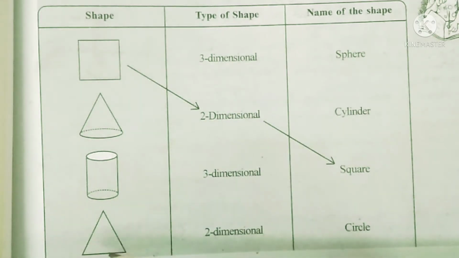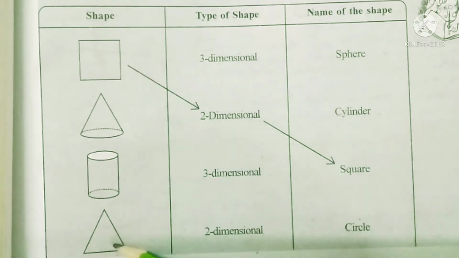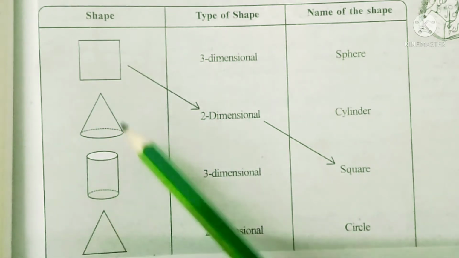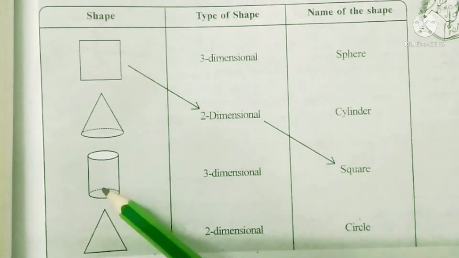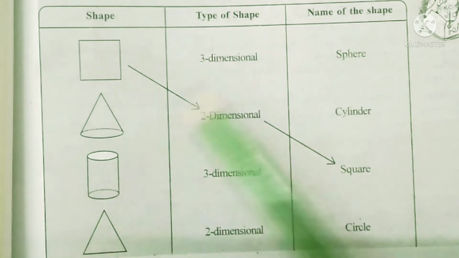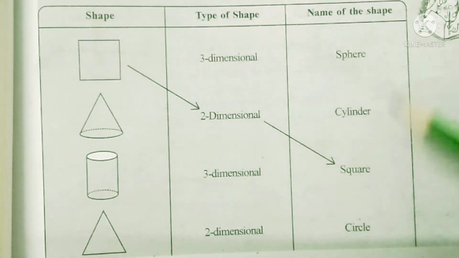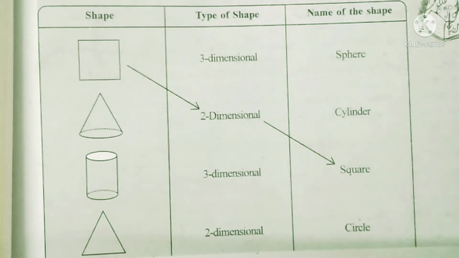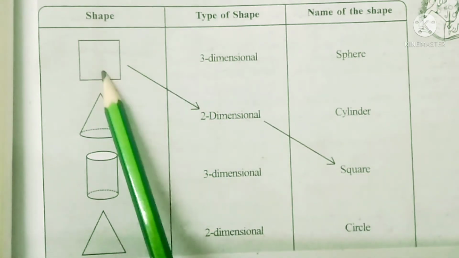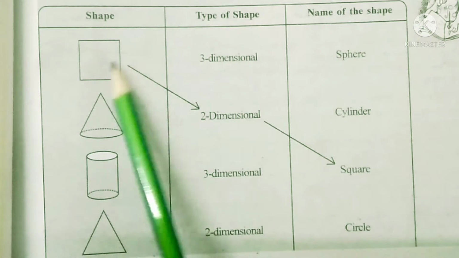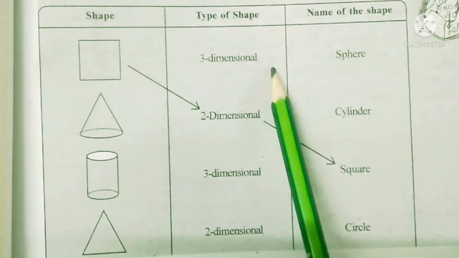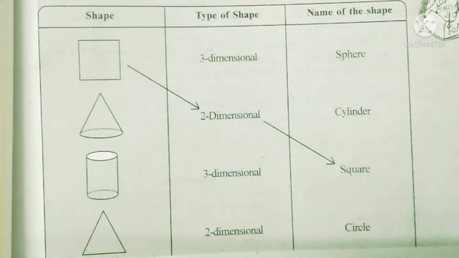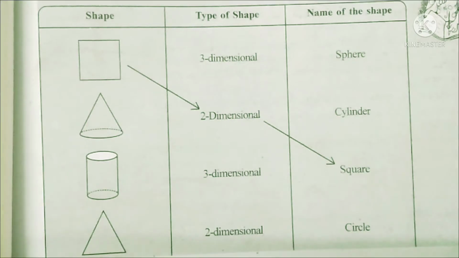So here, square and triangle are both two-dimensional, and cone and cylinder are both three-dimensional. Now here the names of the shapes are given. You have to match them correctly. So instead of drawing this differently, you can do one thing: draw the square, name it square, and write whether it is two-dimensional or three-dimensional.